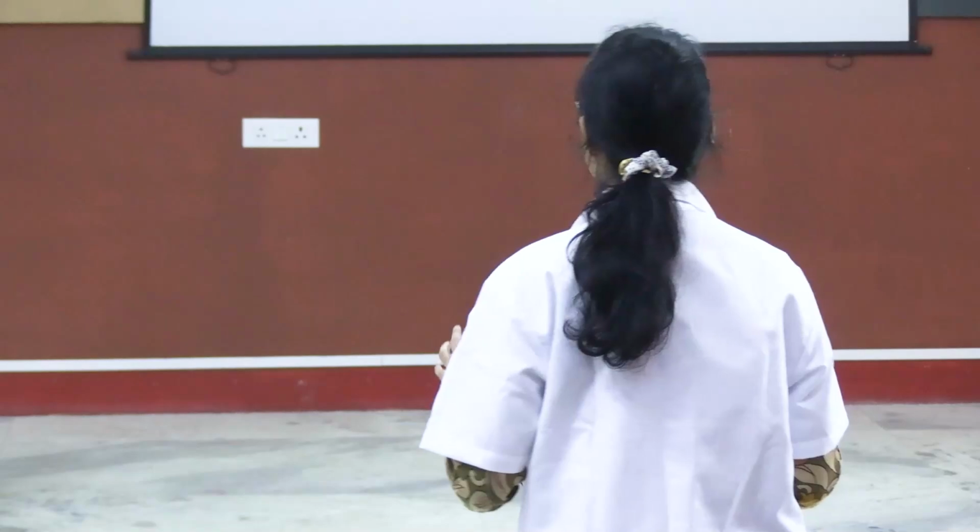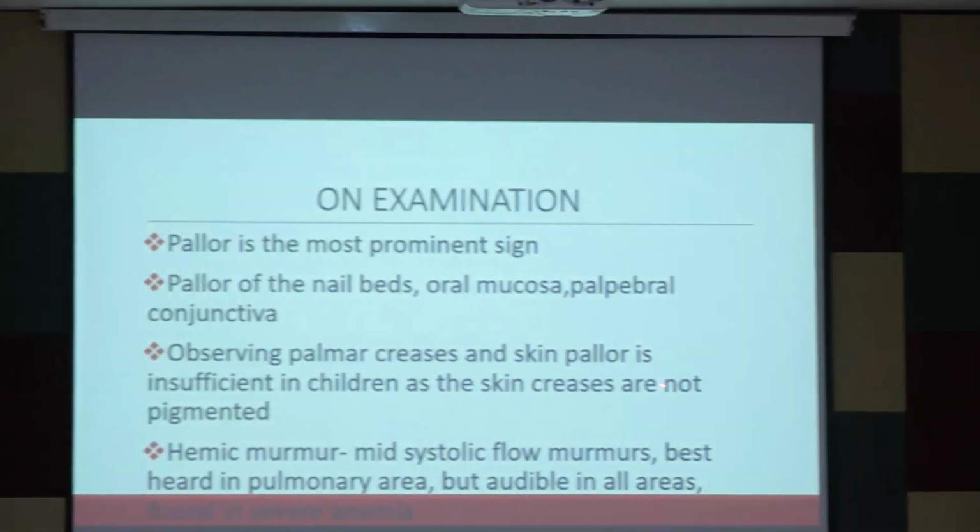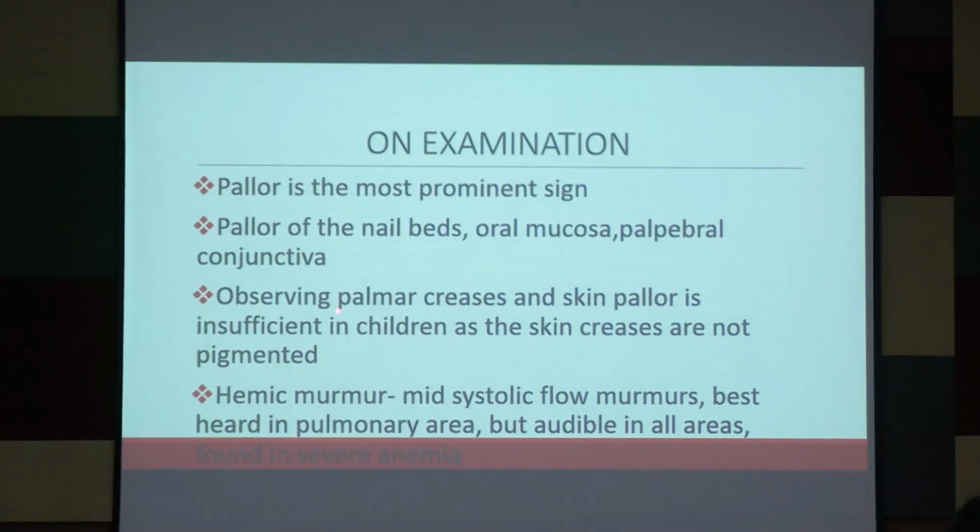Lower palpebral conjunctiva, then tongue. Which surface of the tongue? Dorsum or under surface? Dorsum, then nail beds, oral mucosa. Okay. So pallor is the most prominent sign. We examine the nail beds, oral mucosa, lower palpebral conjunctiva.